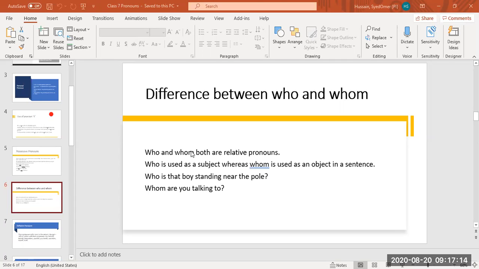Okay. So in a sentence, if we are saying, who is that man standing over there? This is the boy who lives near my house. The farmers whom we met, if we are referring to an object, the farmers whom we met are harvesting the crops.